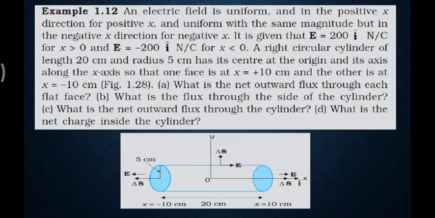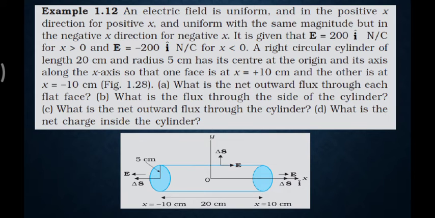A right circular cylinder of length 20 centimeters, it means from this face to this face is 20 centimeters, and the radius is 5 centimeters. The center is at the origin along the x-axis, so that one face is at positive 10 in the x direction, and the other face at negative 10. So what is the net outward flux? That is task A.